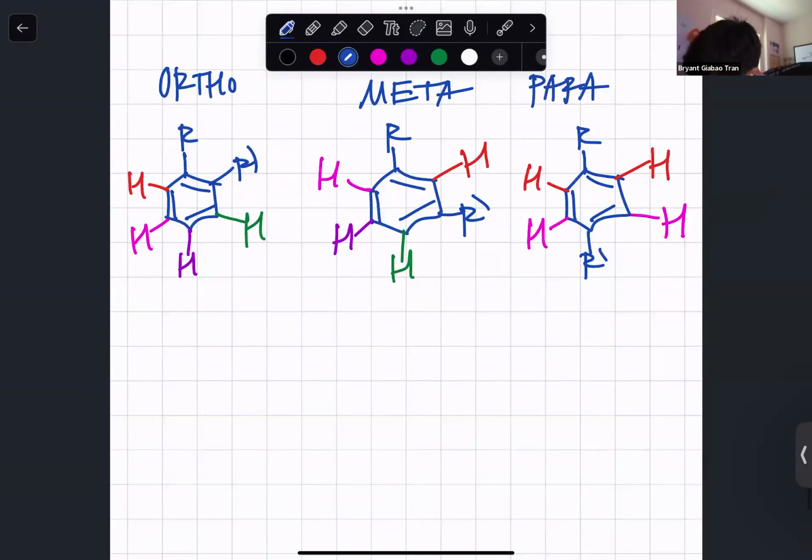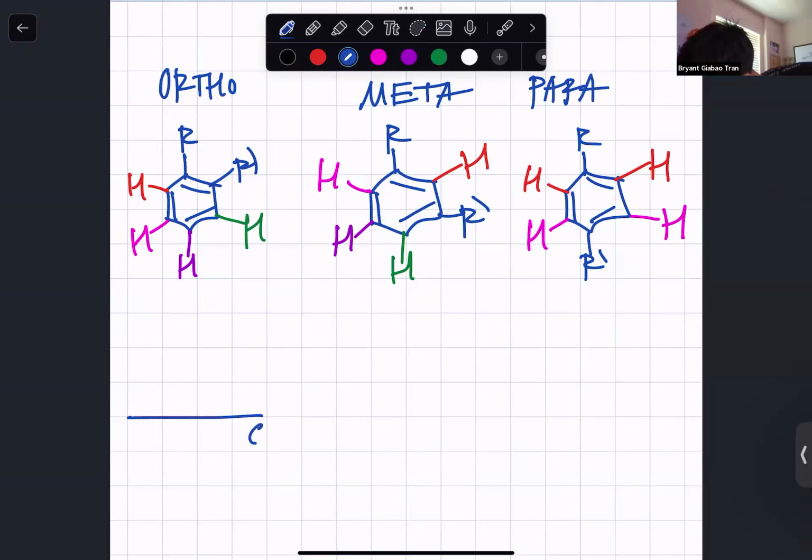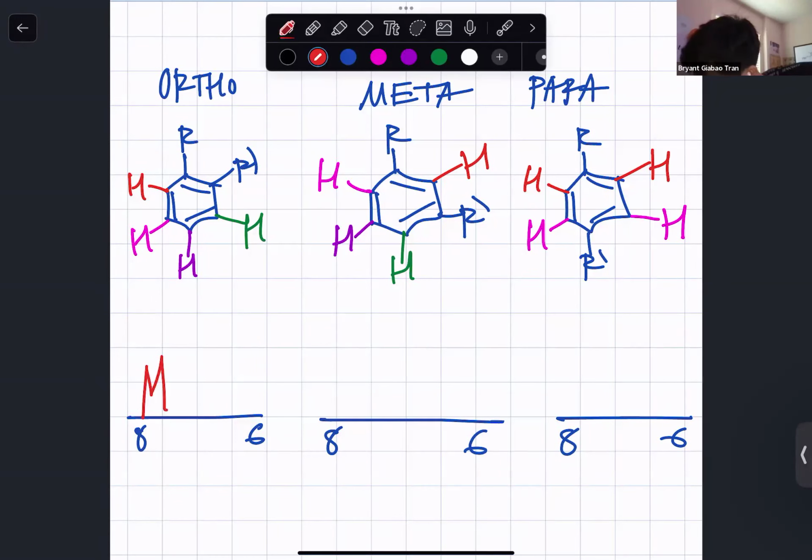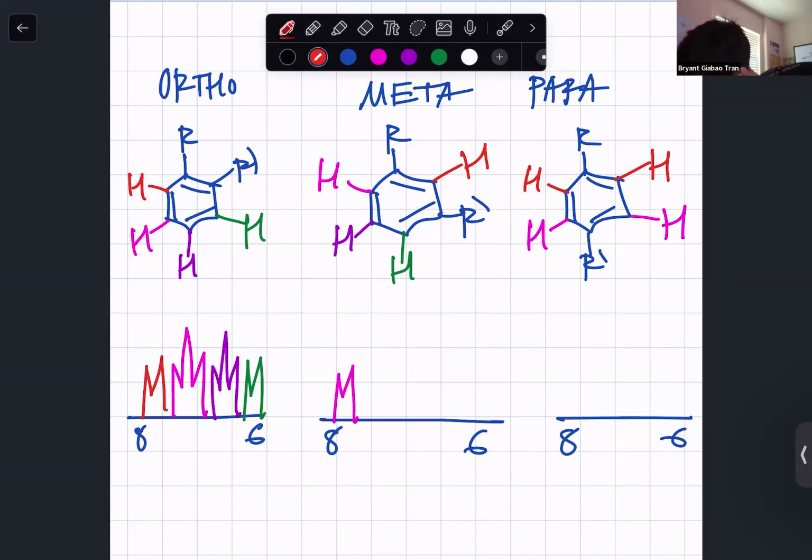So we know that the benzene is between 6 to 8 on the HNMR. For the ortho, the red hydrogen has 1 neighbor, so it should show up as a doublet. The pink should show up as a triplet because it has 2 neighbors. The purple should show up as a triplet because it has 2 neighbors. The green should show up as a doublet because it has 1 neighbor. For the meta, the pink should have a doublet. The red should have a singlet because it has no neighbors. The purple should have a triplet because it has 2 neighbors. The green should have a doublet because it has 1 neighbor.